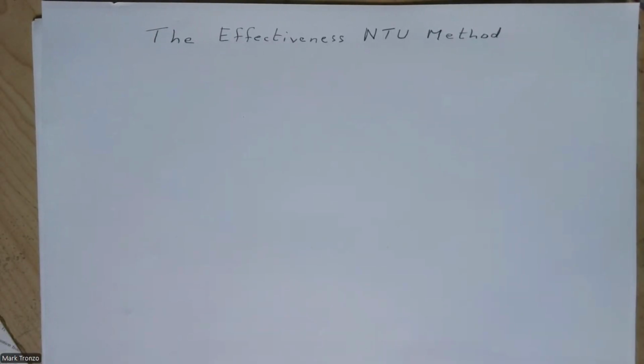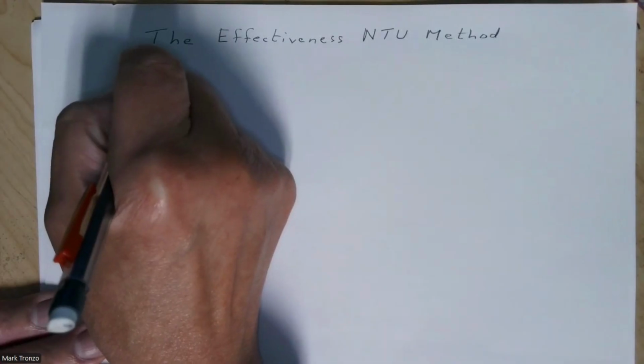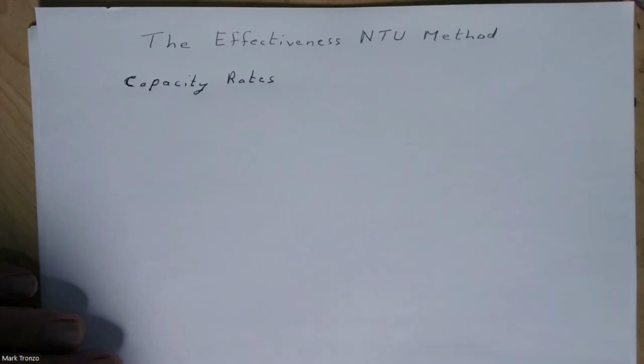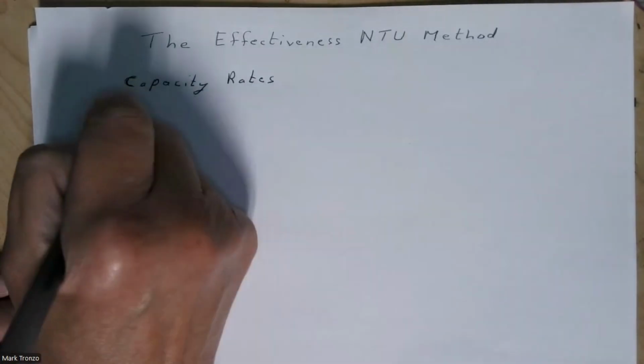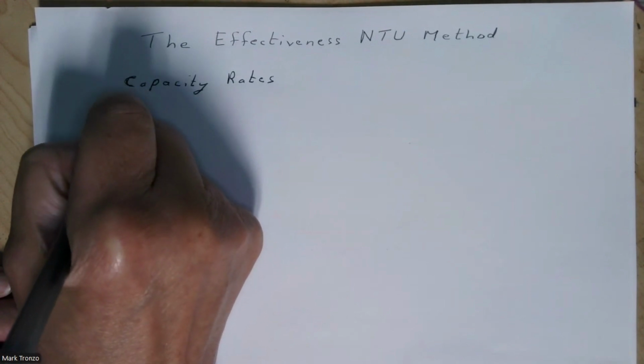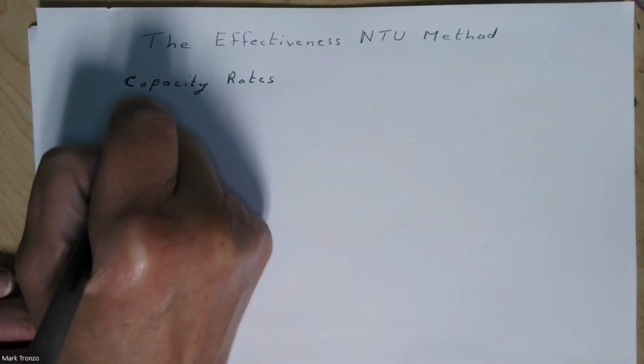In this video, we're going to look at the effectiveness NTU method, and we're going to have to define certain things. We're going to define the capacity rates. A capacity rate, the capacity rate for the cold and hot fluid can be defined this way. They're defined by a capital C.